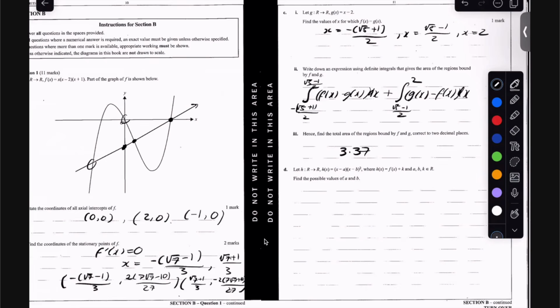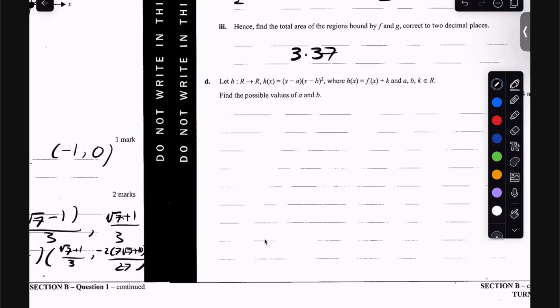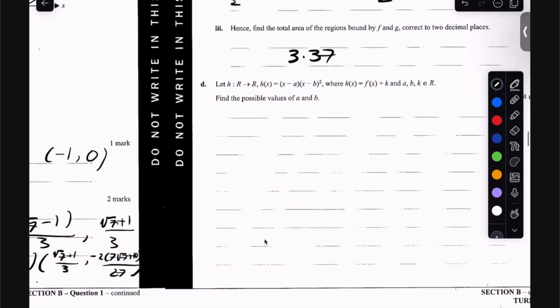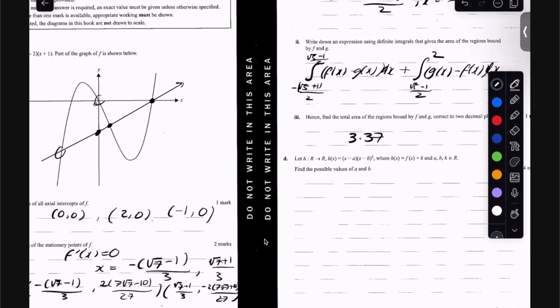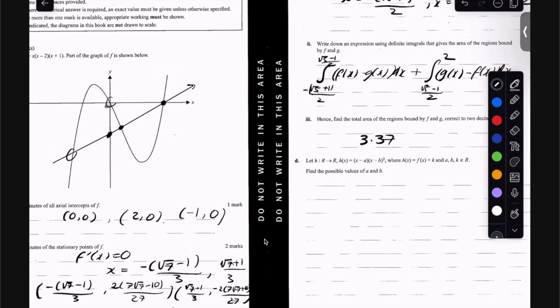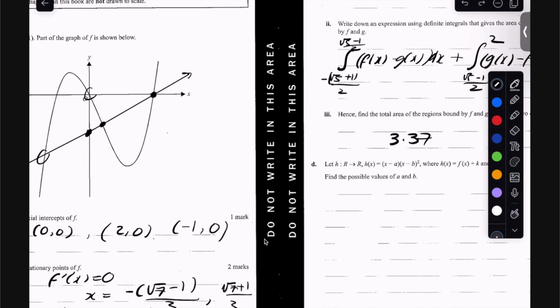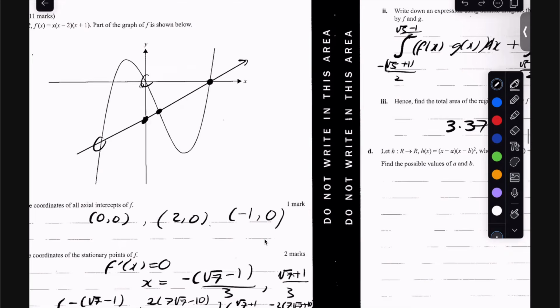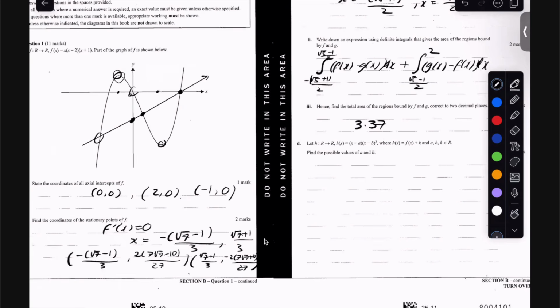Okay. Let h be equal to that, where h(x) is equal to f(x) plus k. Find all the possible values of a and b. So h(x) is equal to f(x) plus k. Okay, so what they're basically saying is b is definitely going to be a turning point on the x-axis. So it's either going to be this one or this one over here, right? So we need to find, did we find the stationary points? We did find the stationary points.